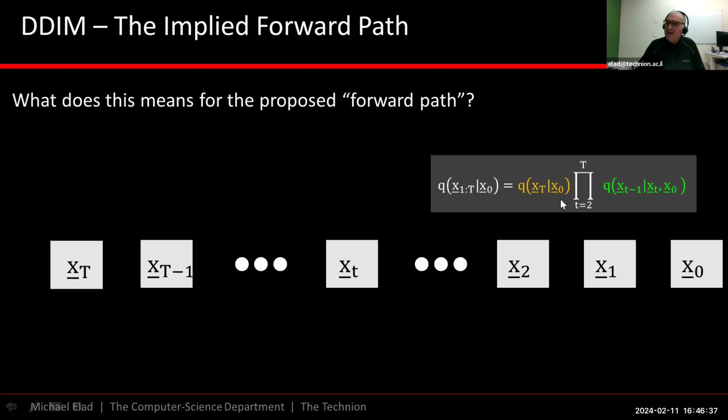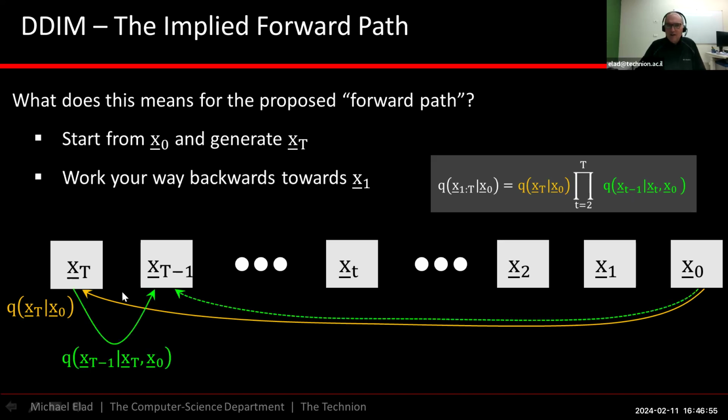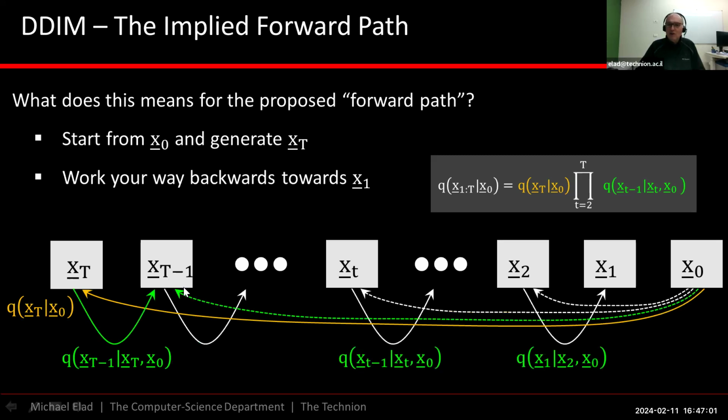Based on this formula, here is what you're supposed to do. From X0, you're supposed to create XT using the yellow part. Okay, with this conditional, you know how to draw XT. Given XT, capital T, go to the last element in this multiplication and now create X capital T minus 1 given the XT and X0. So knowing XT, you move down one step, but with the help of X0, and so on and so forth.